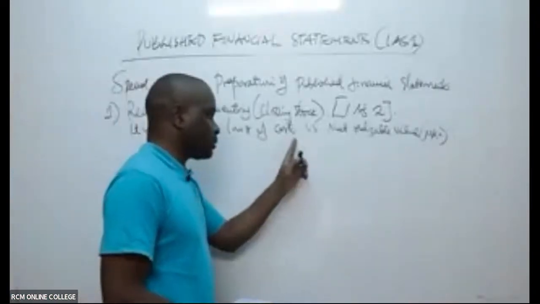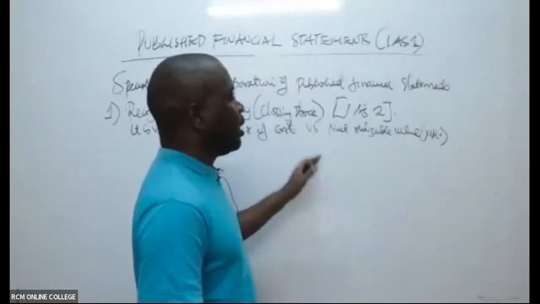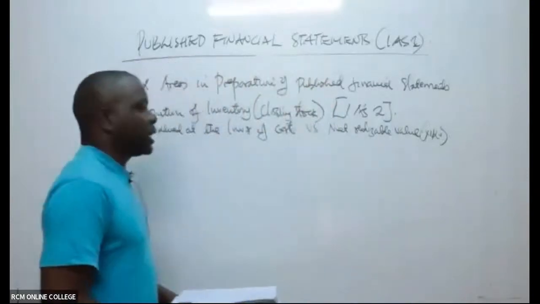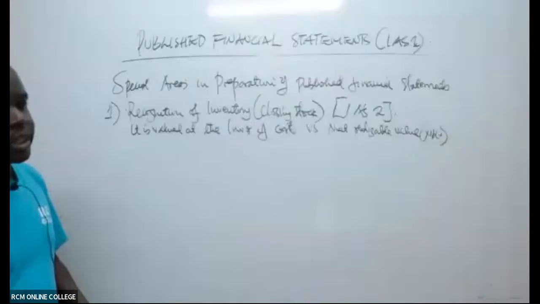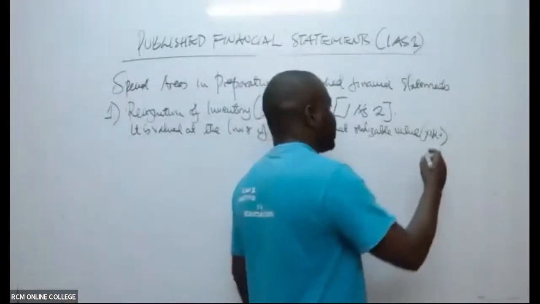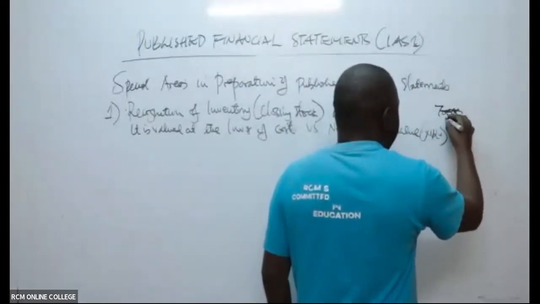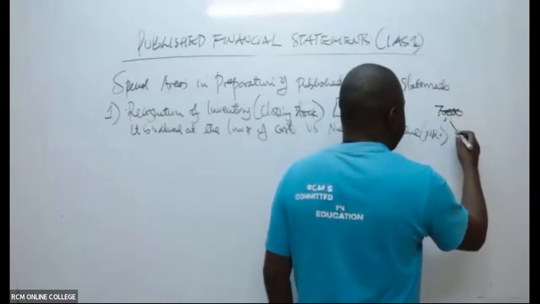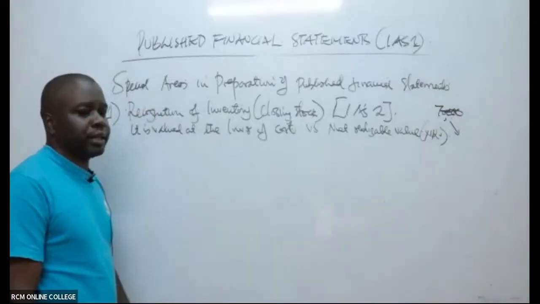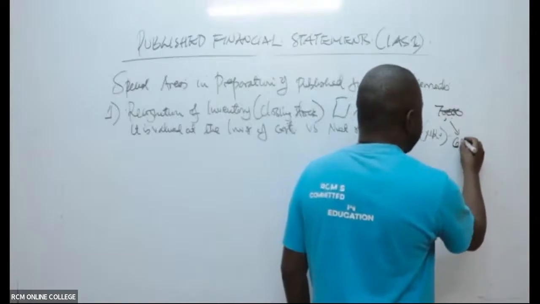You compare the cost of acquiring that inventory with what you can realize as a value from that inventory. You take the lower of the two. For example, if you acquired an inventory at a cost of, let's say, 70,000, and inventories are the items you are selling, but you can realize out of that inventory only 65,000.